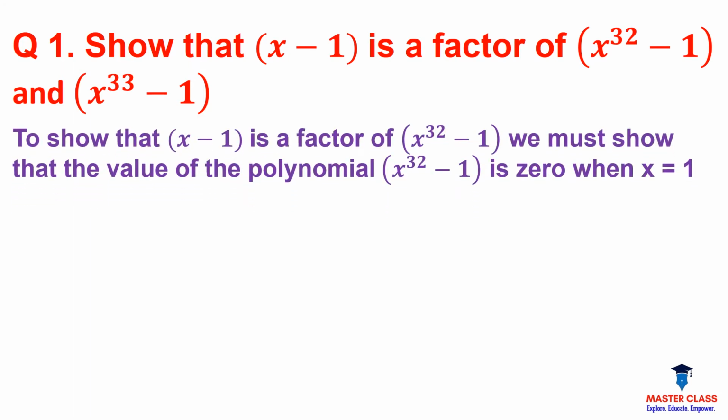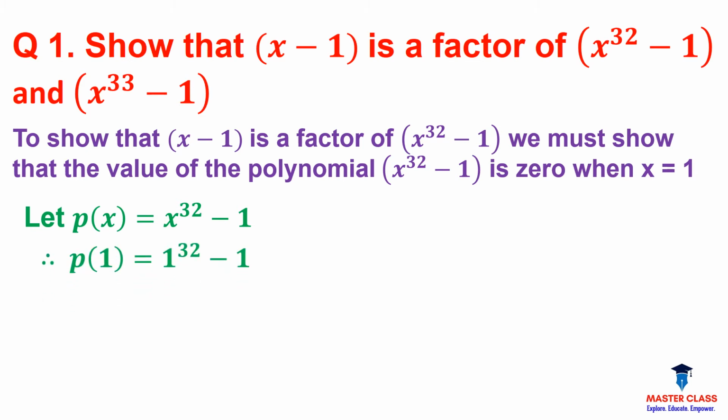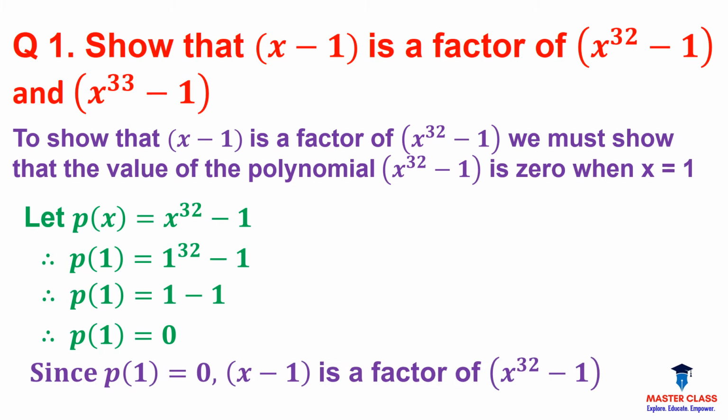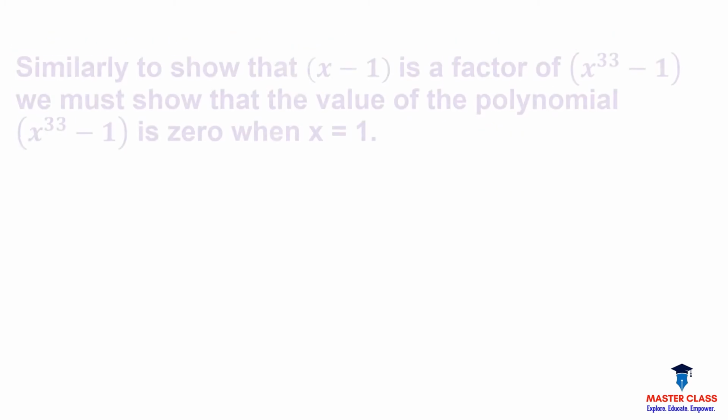To show that x minus 1 is a factor of x to the power of 32 minus 1, we must show that the value of the polynomial x to the power of 32 minus 1 is 0 when x is equal to 1. So let p of x be equal to x to the power of 32 minus 1. Therefore, p of 1 is equal to 1 to the power of 32 minus 1. p of 1 is equal to 1 minus 1. Therefore, p of 1 is equal to 0. Since p of 1 is equal to 0, x minus 1 is a factor of x to the power of 32 minus 1.